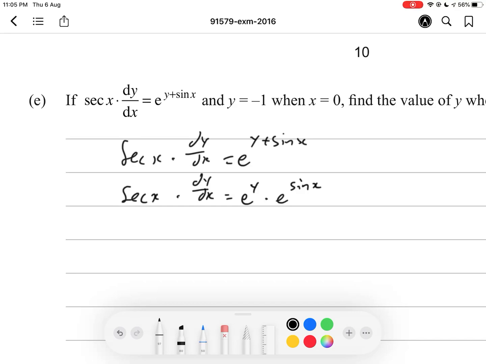Alright, so in this case, we're going to move the e to the power of y to the other side. So we have 1 over e to the power of y times secant x dy over dx. That equals e to the sine x.